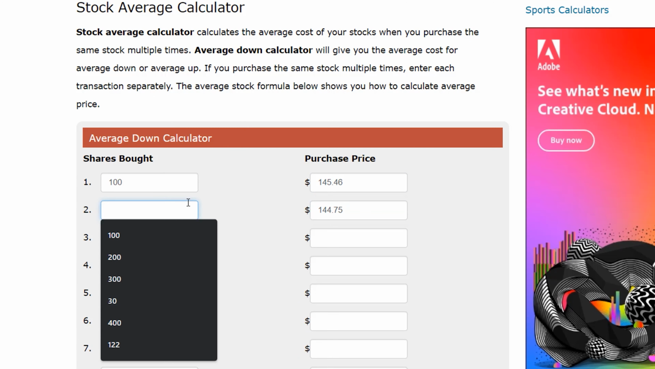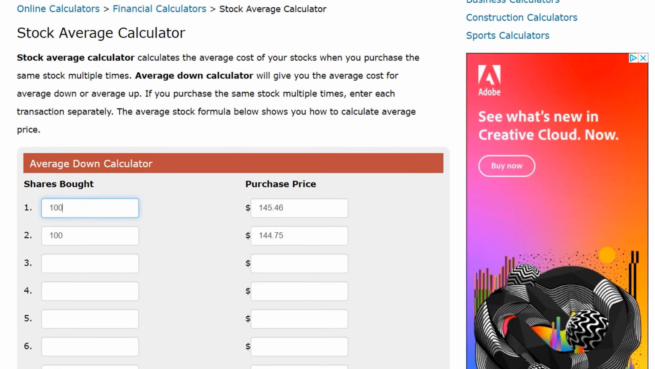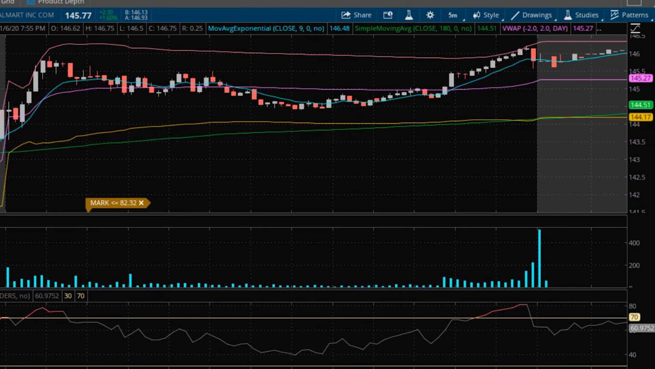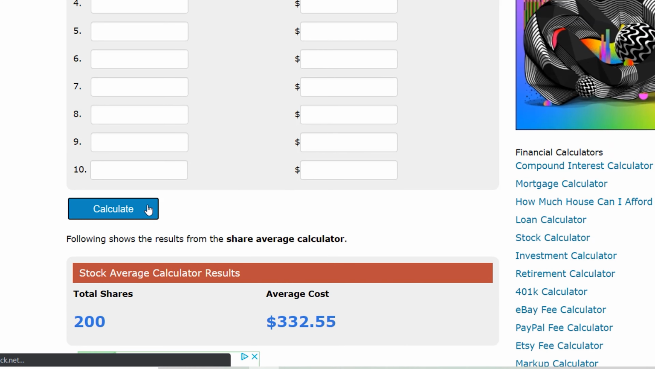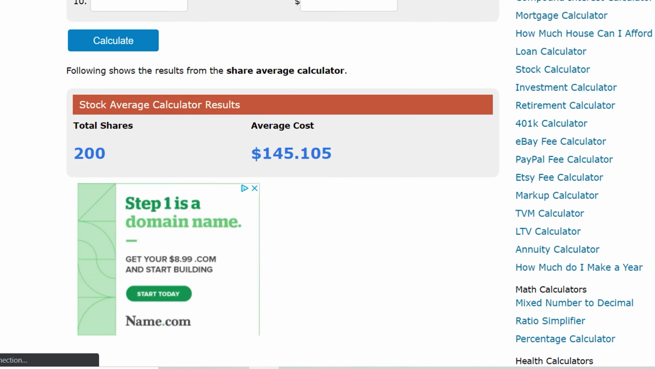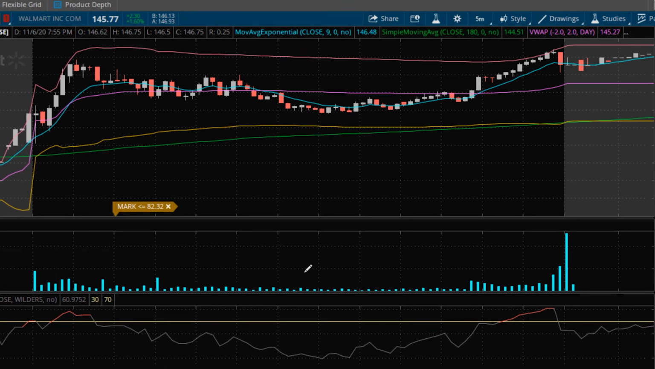And again, we'll do 100 shares. And in reality, when you're doing this, you would put how many shares you bought in, and what your purchase price was, right? So it's not always going to be 100, of course. So when you calculate that, the average price in that position now would be approximately 200 shares at $145.10, right?